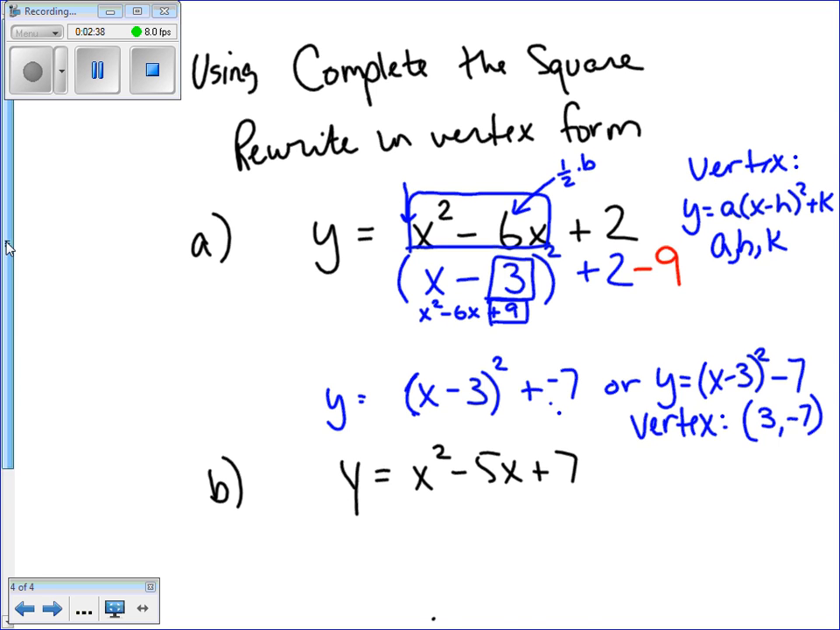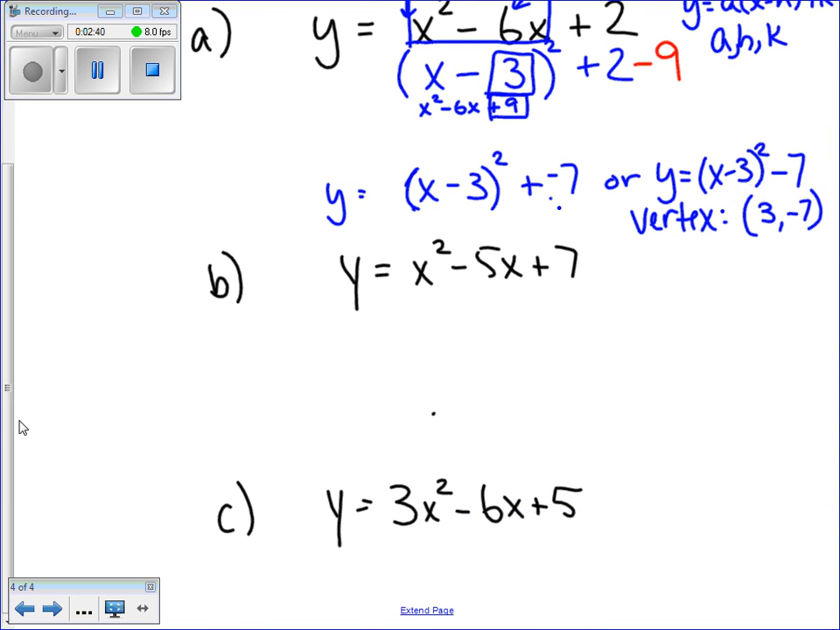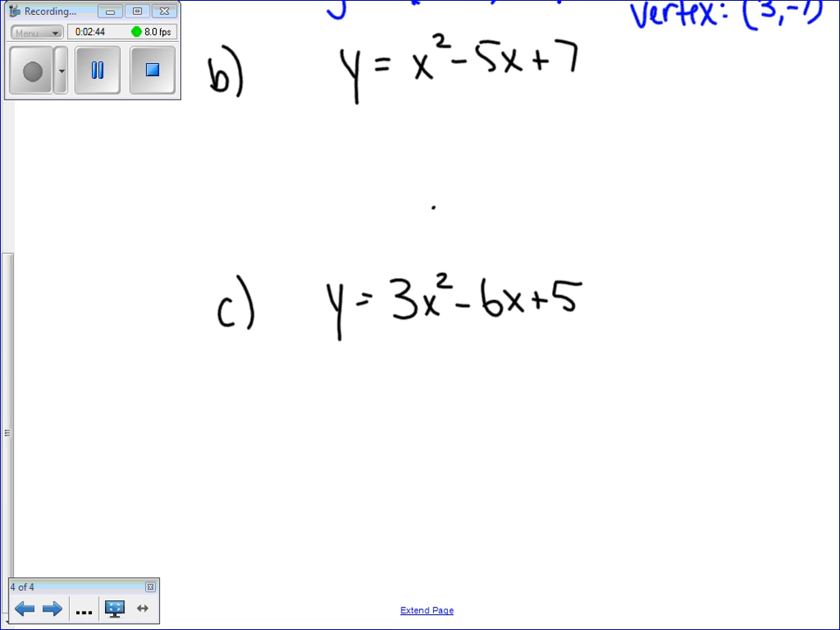Okay, the next problem is a little bit different because you can see that the b value here is actually an odd number. But that's not a big deal. We can still use the shortcut. Something squared. So I'm just rewriting that. I'm going to use a shortcut and I'm going to say this has to be half of, so it's going to be x minus 2.5 because half of 5 is 2.5.